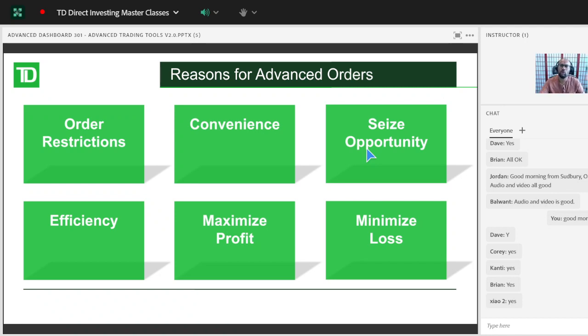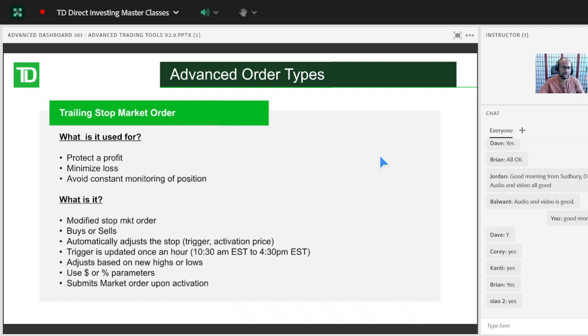And so by knowing about some of these orders, that is going to help you, all right, towards your trading there. Okay, so let's talk about a trailing stop market order that I wanted to talk about.